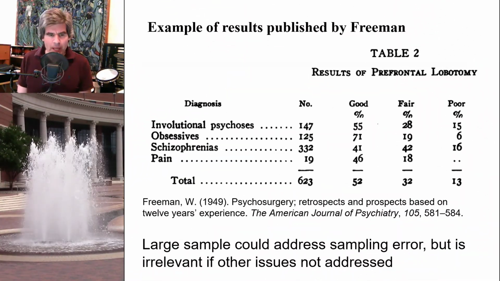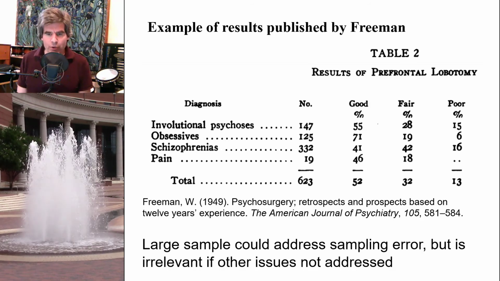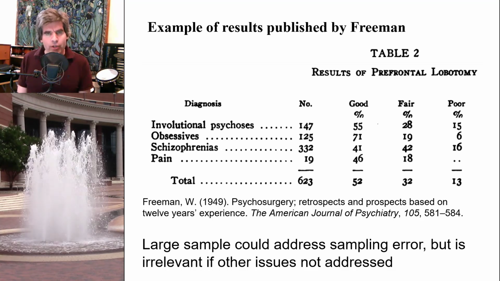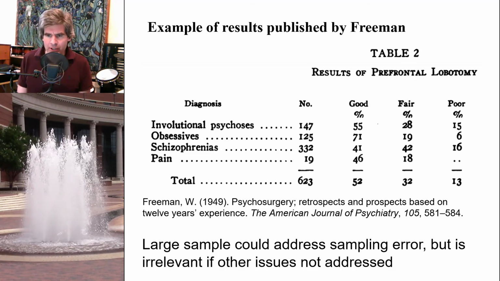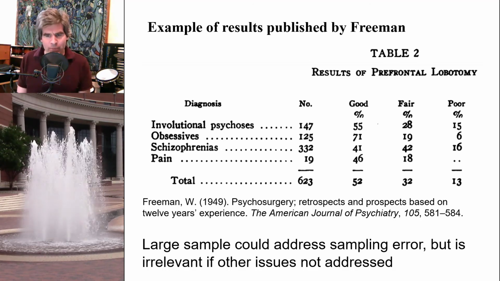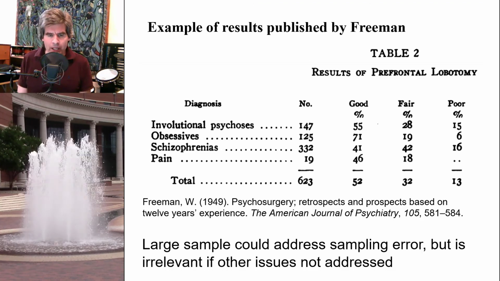Here are results from a paper that Walter Freeman published in 1949. It lists outcomes for people that received lobotomies, and it also gives us a feel for the types of people that were given lobotomies. The first diagnosis on the list says involutional psychoses, and I believe that would have been a term used to describe a type of severe depression. And from the table, it appears that lobotomies were also used to treat people with obsessive-compulsive disorders, and to treat people with schizophrenia, and apparently to treat people with chronic pain.